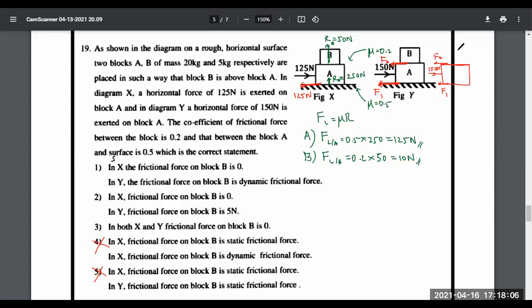And B will be experiencing a single force, and what is that? That is F2, because F2 is exerted by B on A. According to Newton's third law, A will be exerting an equal and opposite force on B as well, F2. So that F2 is the force acting on B now.